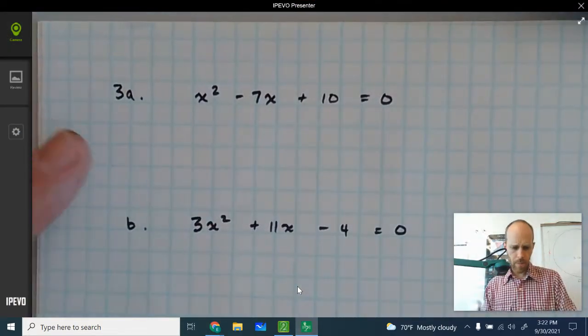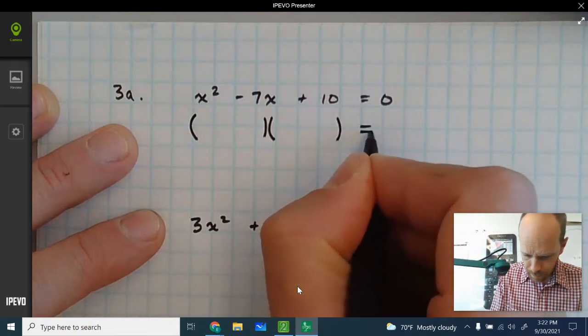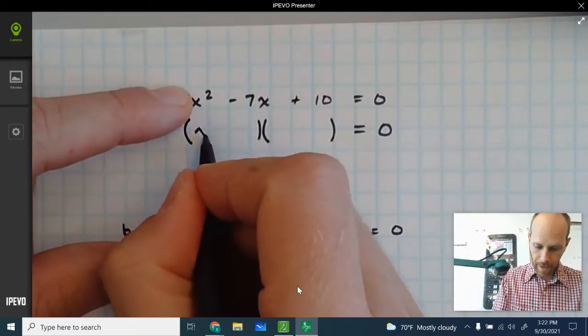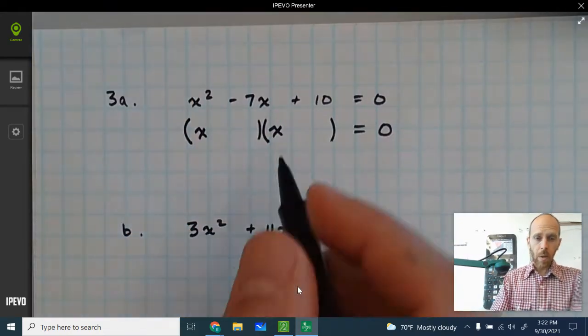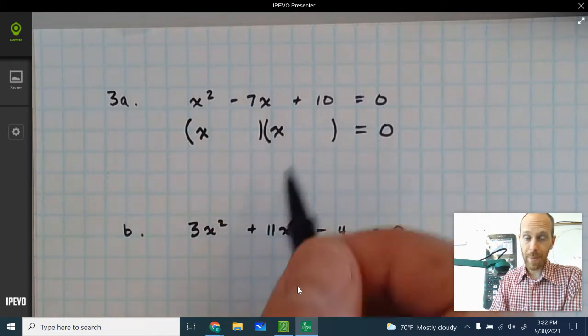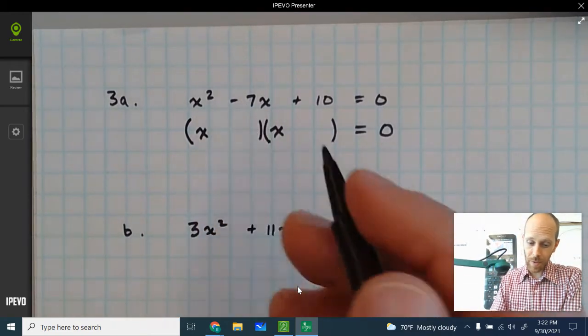Where do those solutions come from? Well, we have a trinomial. And this trinomial factors so that we know that our first two terms have to be x and x. We know that our last two terms have to multiply to positive 10, and they have to add up to a negative 7.